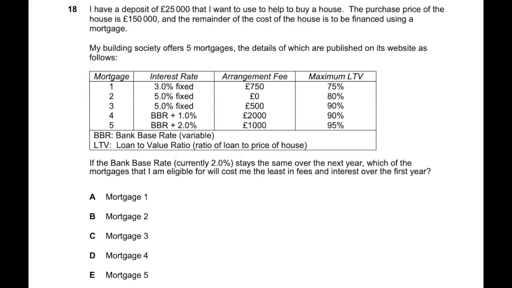The next step of the question is to calculate which of these eligible mortgages would be cheapest over the next year, given the bank base rate stays at 2%. Mortgage 4 would be the cheapest over the next year, and thus option D is correct.